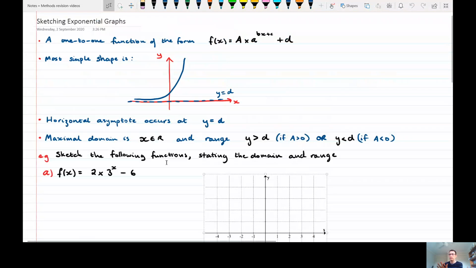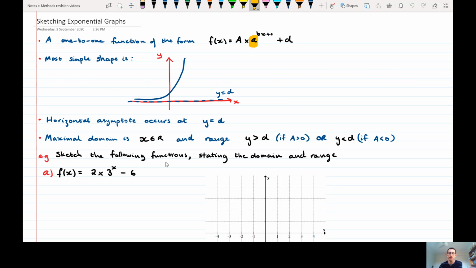Okay, so in this video, guys, we're going to be looking at how to sketch exponential graphs. We've already looked at how to solve these things. Go look at that video. We're going to sketch them now. Now, an exponential graph, remember, is a one-to-one function of the form that there, where a is the base.